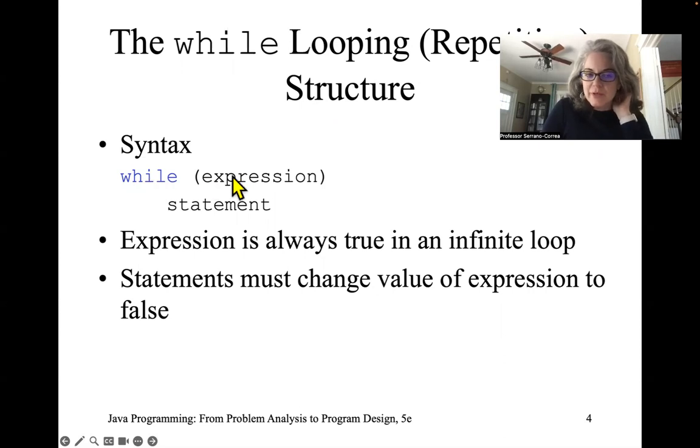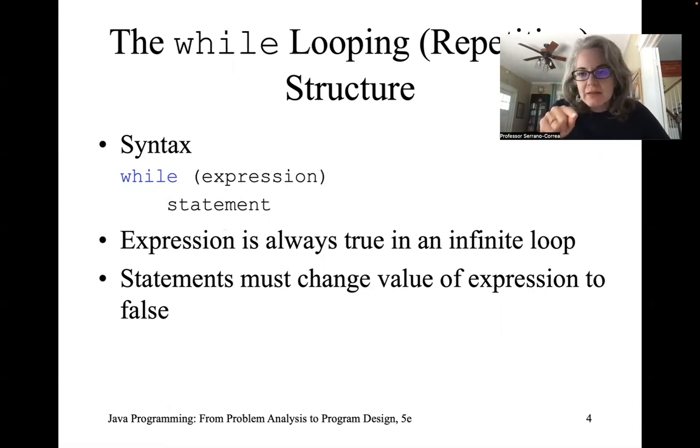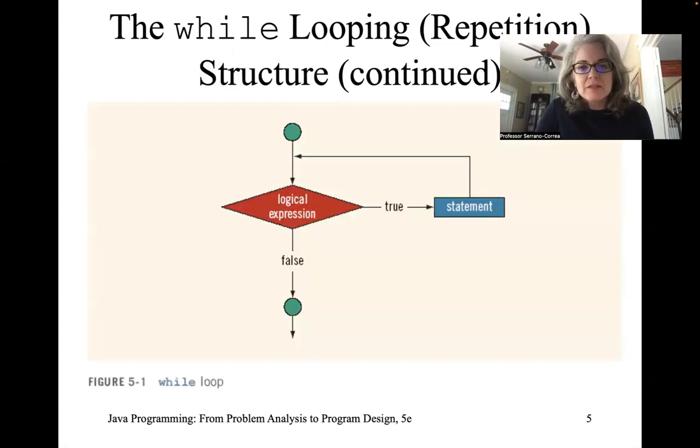So we're going to have an expression here, just like we had for the conditions, and then we have a statement. So the expression is always true in an infinite loop. So while this is true, then the loop is going to keep iterating. So something has to make that loop false to make the loop stop.